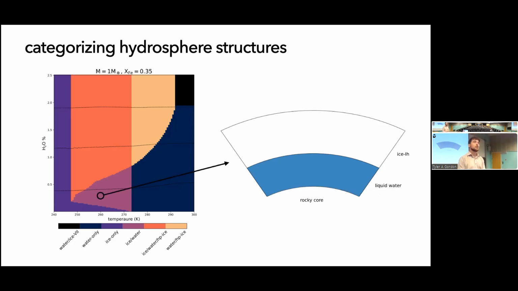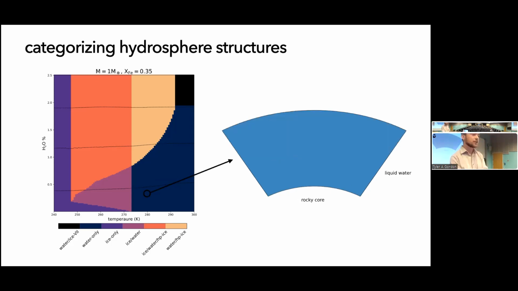If we move to lighter hydrospheres so that there's less pressure within the hydrosphere, then we can actually have liquid water in contact with the core. So this is a case that we expect to be pretty advantageous for potential habitability of a system like this. Because you have liquid water directly contacting the rocky core, you can have easy exchange of solutes between the two to get material into the ocean.